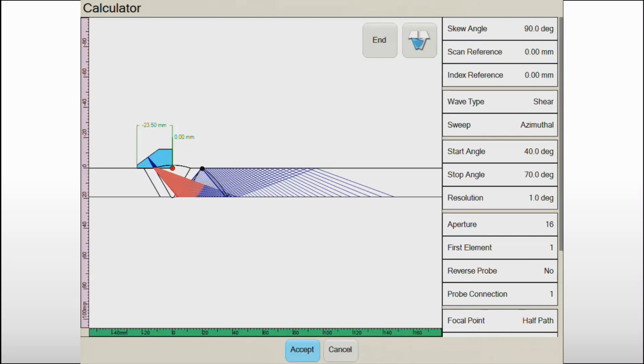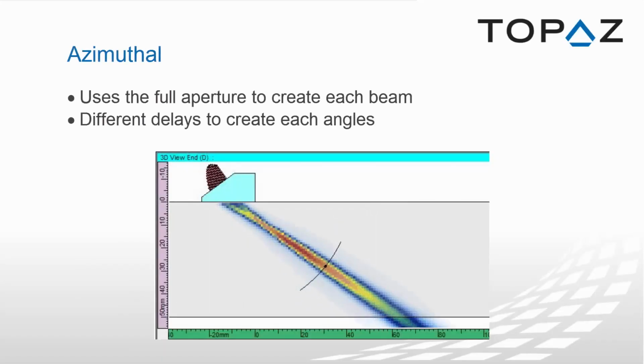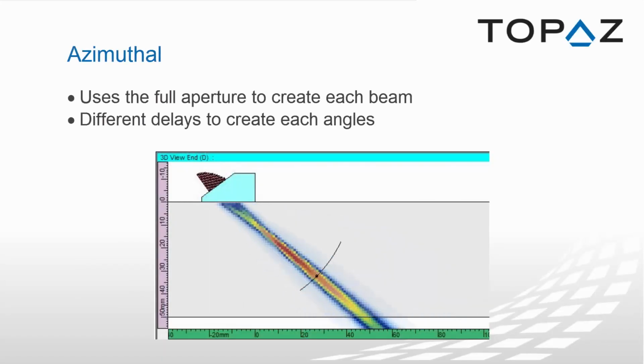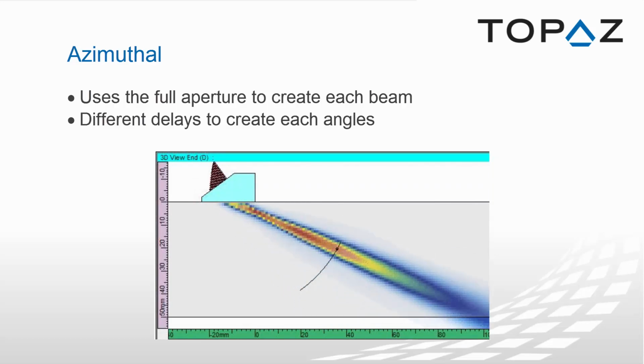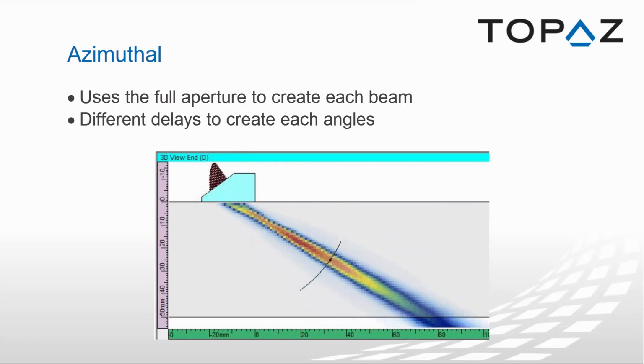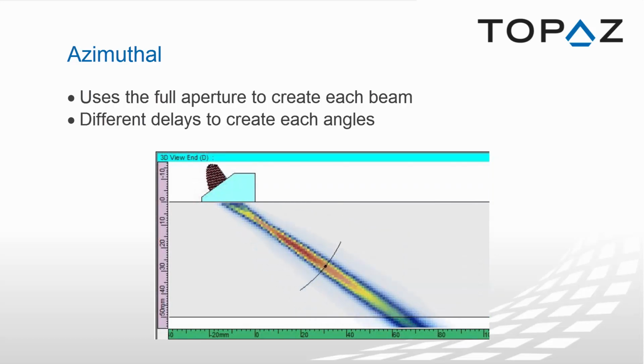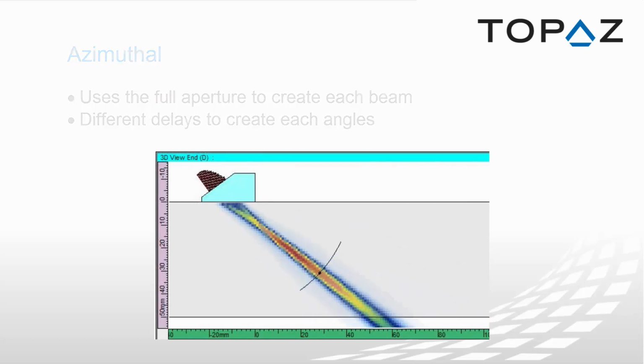Multiple sweep types are available. Let us go ahead and look at a few examples. First, we have the Azimuthal Sweep. The Azimuthal Sweep uses the full aperture to create each beam. As seen in the animation, the same set of elements create each focal law by applying different delays.